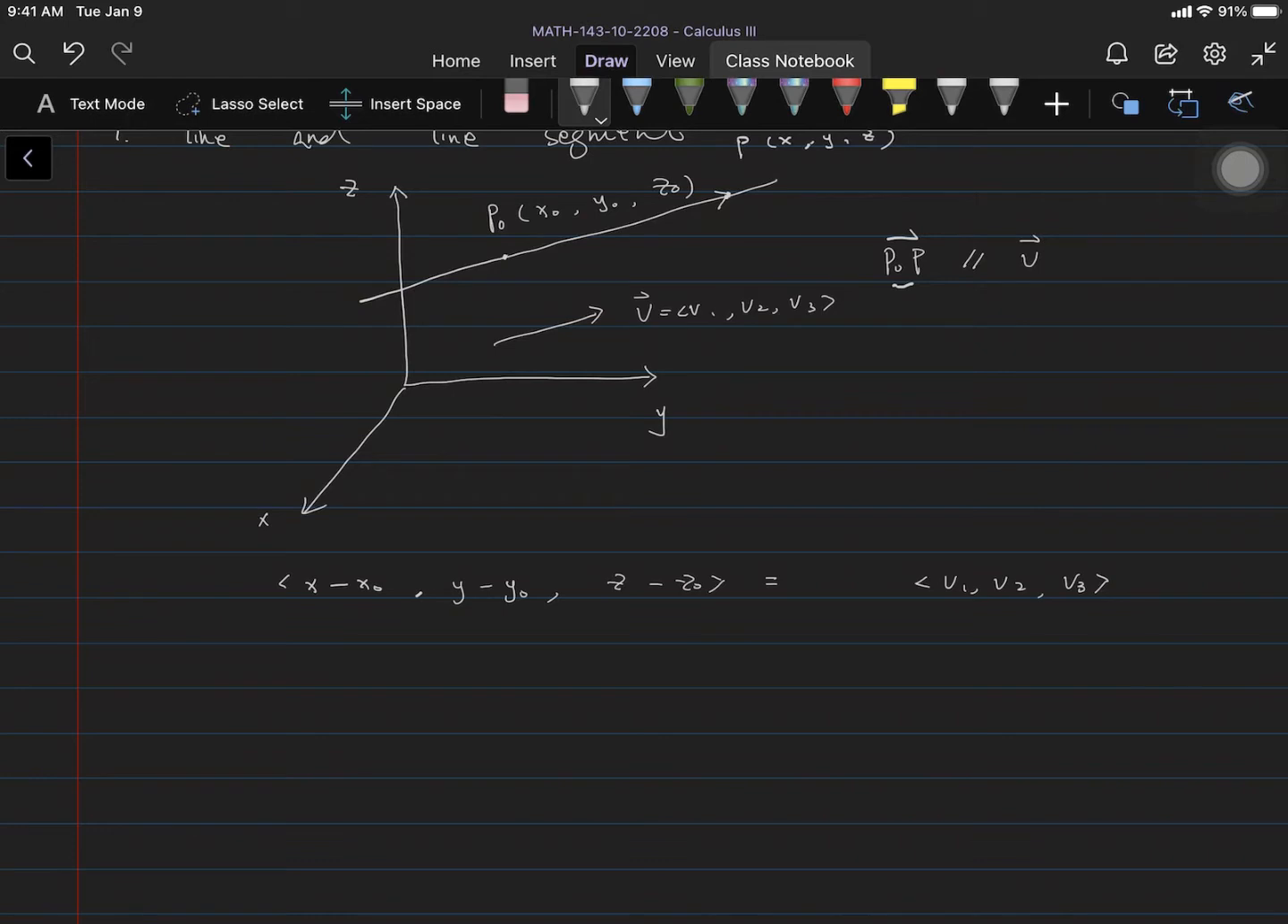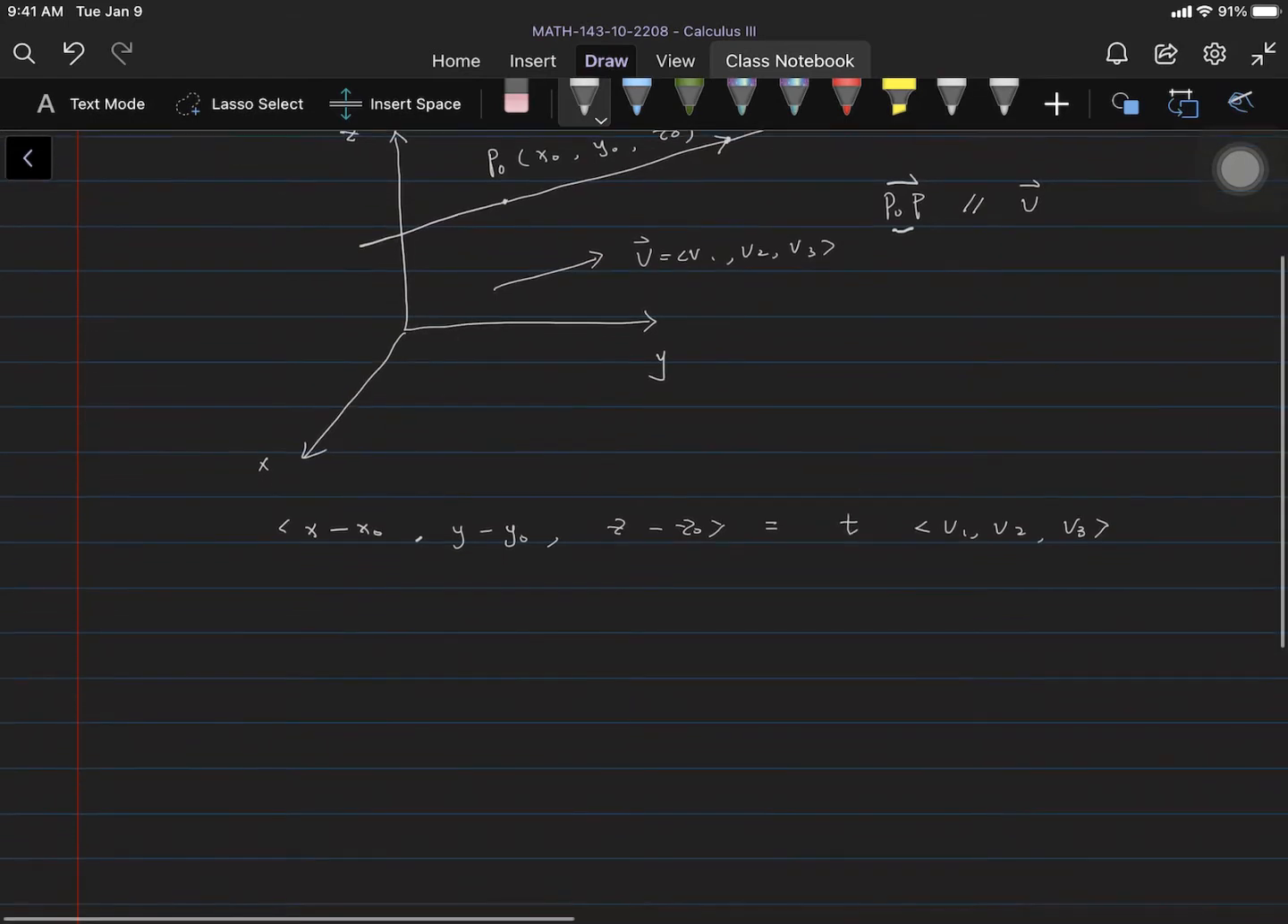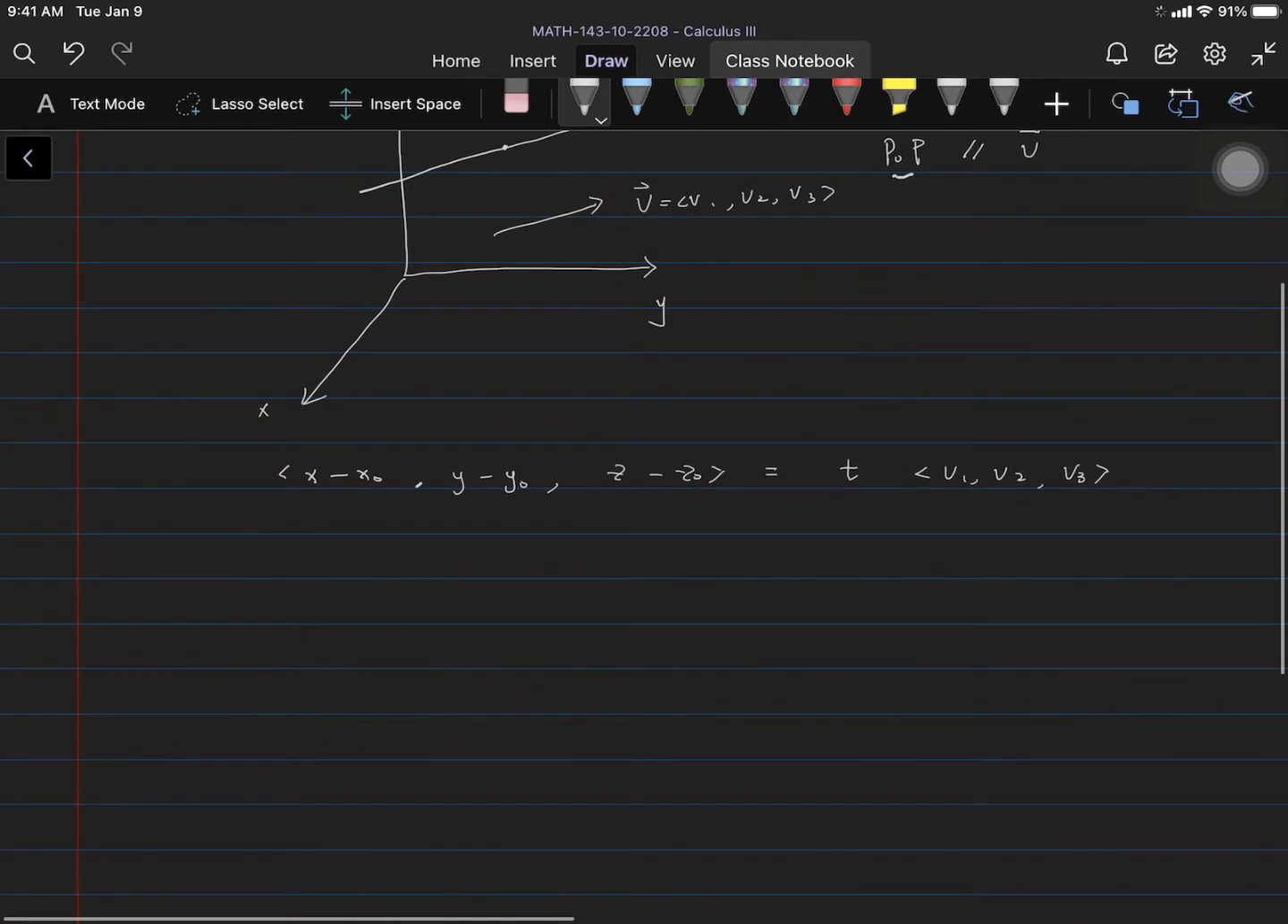They may have different lengths, but they are in the same direction. So here we should say this is some constant t times that. t can be anything. Okay, t can be anything. So it's proportional to the v vector. Now if we simplify the right side, distributing the scalar t into v, it becomes tv1, tv2, tv3.